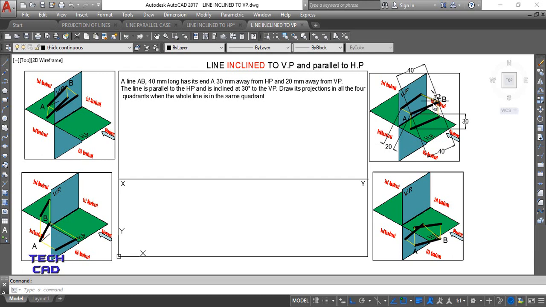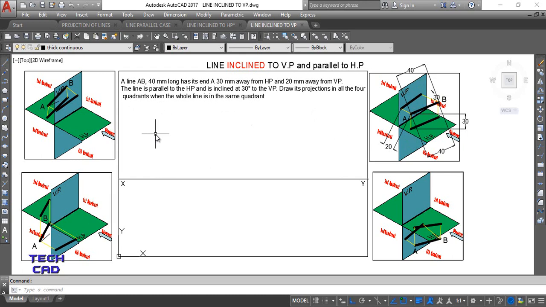Okay, so the angle with VP is given, this is the vertical plane, and this angle is given, which is 30 degree in this case. Okay, and the line is parallel to your HP. So you can understand this imagination. This angle makes 30 degree with your VP, and the line itself has no angle with HP, so it remains parallel to your HP, the horizontal plane. Okay, let's start the question.